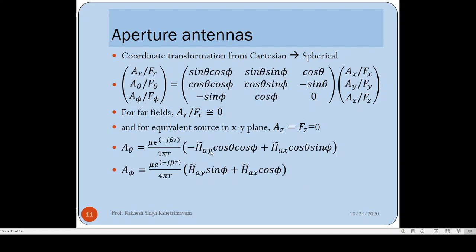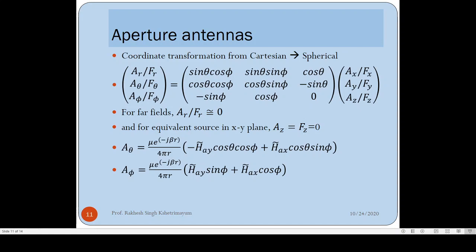So for the equivalent source in the xy plane, what happens to Az and Fz? The source is in the xy plane. Basically, you know that the electric vector potential and magnetic vector potential follow the direction of the magnetic current density and electric current density. Now our electric current density and magnetic current density are confined in the xy plane.